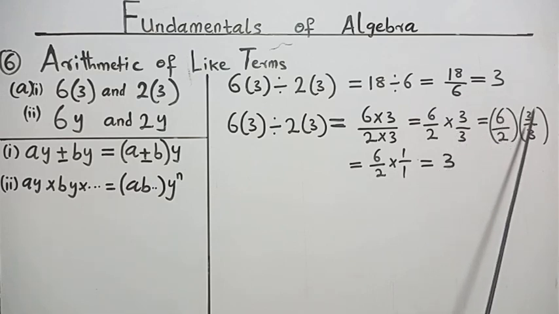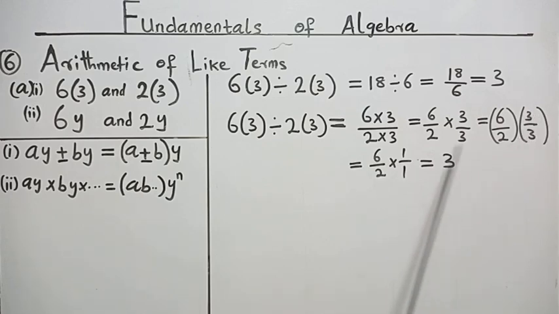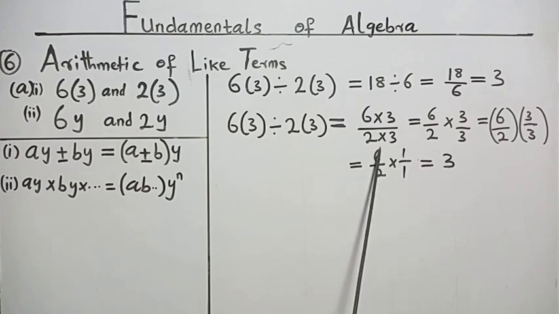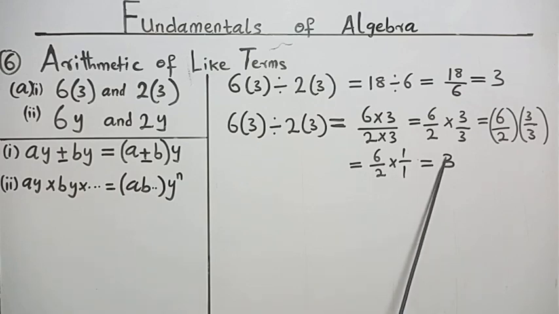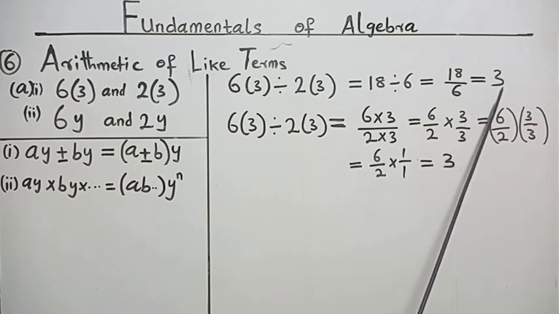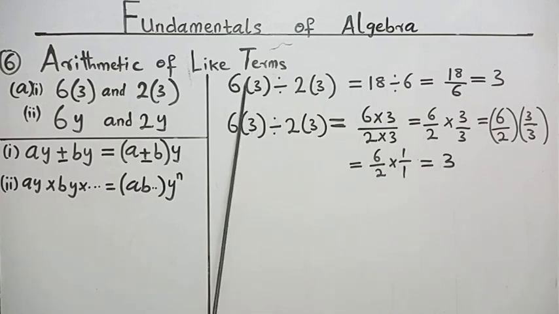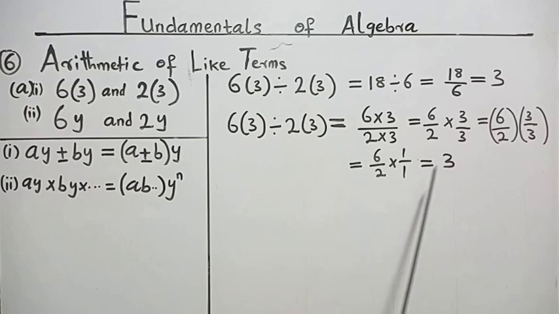That is 6 over 2 bracket 3 over 3. 3 over 3 is the same thing as 1 over 1, which is equal to 1. 1 times whatever is that whatever. So 6 over 2 is 3. 3 times 1 is equal to 3. 3 here, 3 here. With this default method, we have 3. With this alternative method, we still have 3.